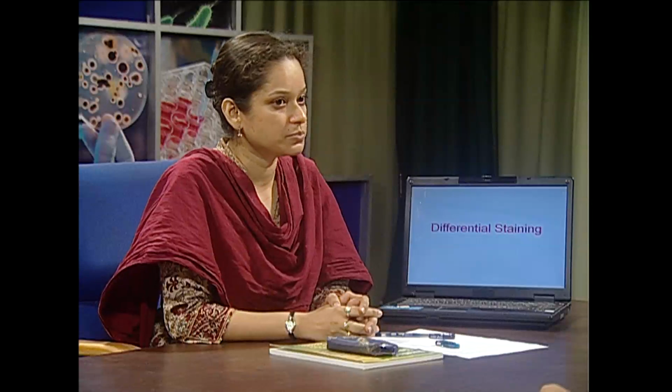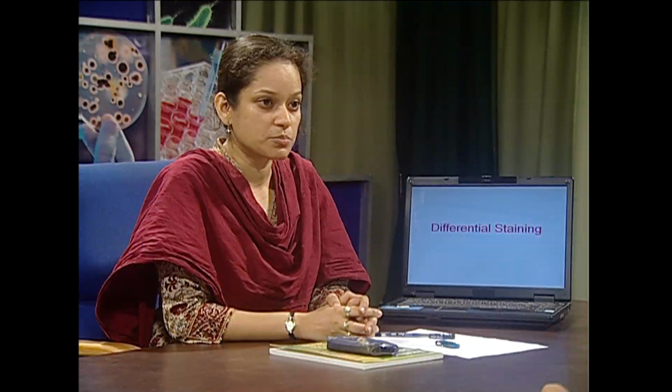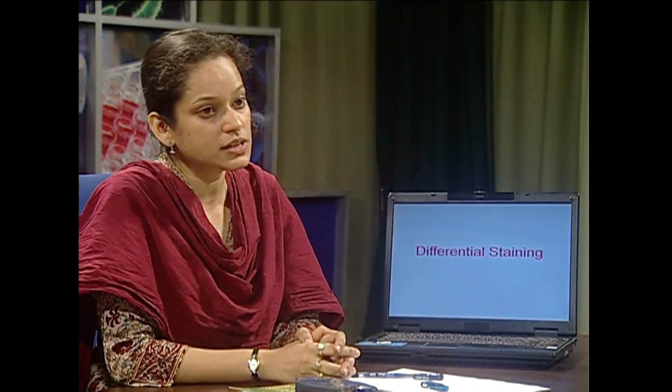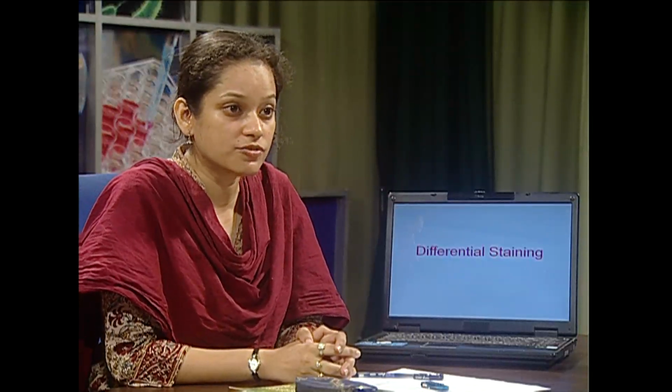Now, this agent may remove the primary stain or it may not remove the primary stain. If the primary stain is removed, then the cells become decolorized. As a result, we won't be able to see them under the microscope. So, in that case, we go for a counter stain, which gives color to the decolorized bacterial cells. In this way, on the basis of the chemical properties of the bacterial cell, we choose what kind of stains we want to use.